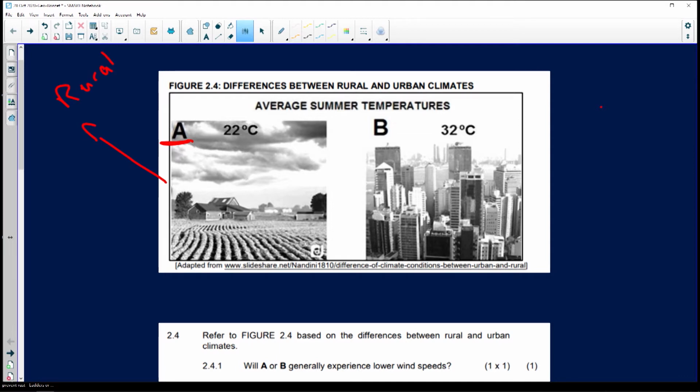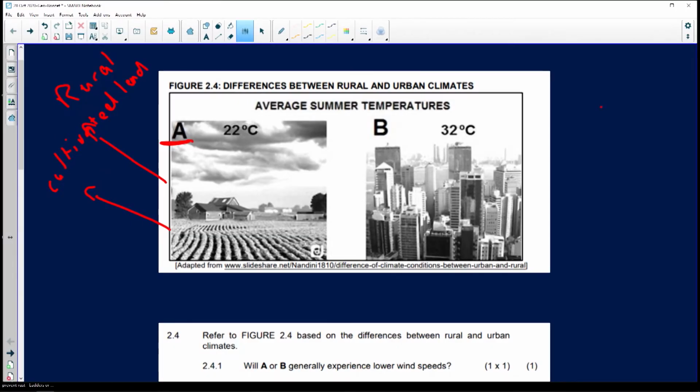Okay, why do I identify A as the rural area? First of all, we can see cultivated land. Okay, and we know, if you look at the definition of rural areas, it's usually areas that focus mainly on primary activities, such as fishing, farming, forestry, or mining. So beautifully it's indicated over here, we can see it's a rural settlement, and we can even go as far to identify it as an isolated farmstead.